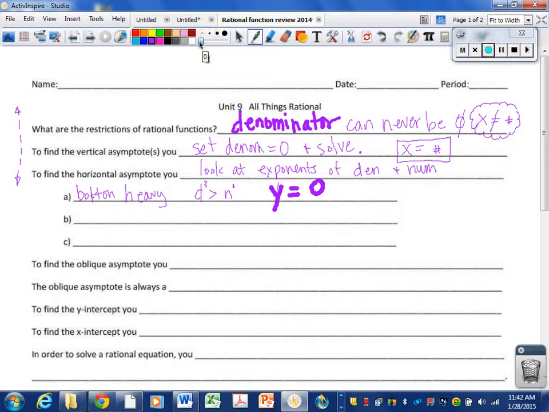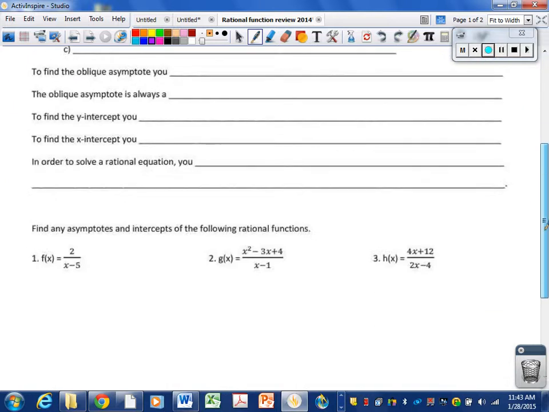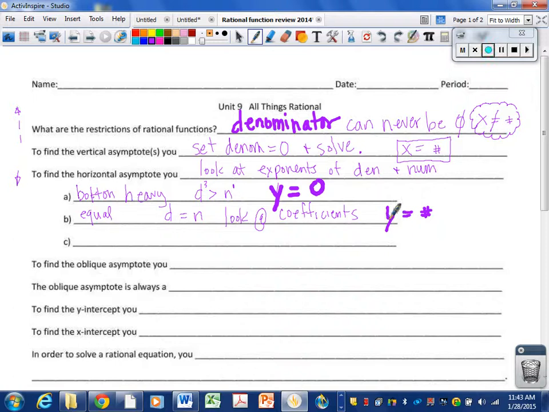If the function is bottom heavy, if the denominator has a higher power than the numerator, you have y equals 0 as your horizontal asymptote. Okay, if the degrees are equal, the degree of the denominator equals the degree of the numerator, then you have to look at the coefficients and determine from the coefficients of your highest power what that's going to be. So once again, it's always y equals some number, whatever that happens to be. And I think there are some examples coming down later where we will actually have to calculate that. Let me see. Yep, there's one right there, where we will calculate the horizontal asymptote having an equality of numerator and denominator.